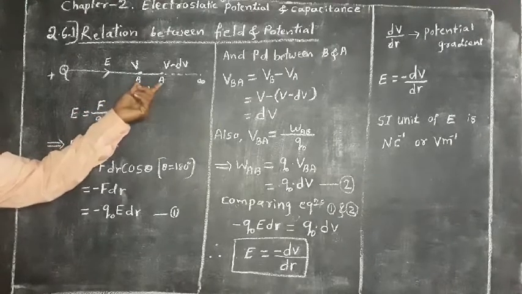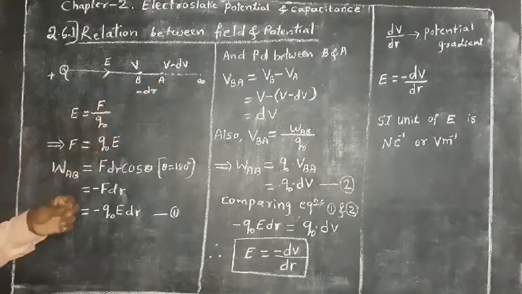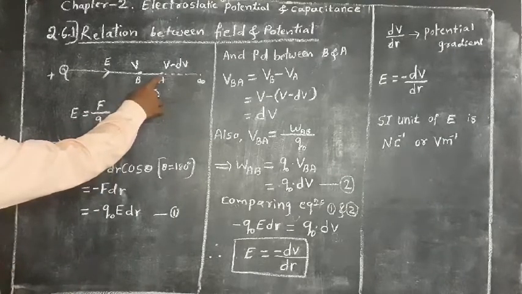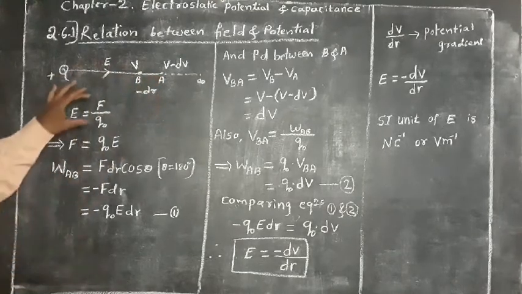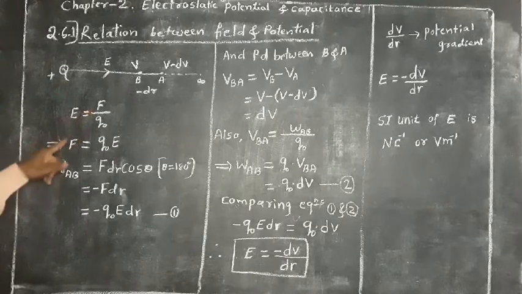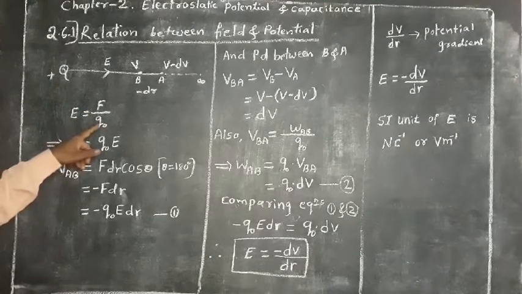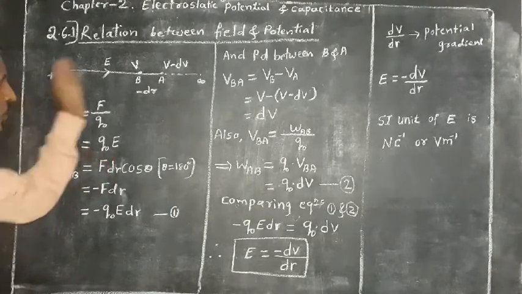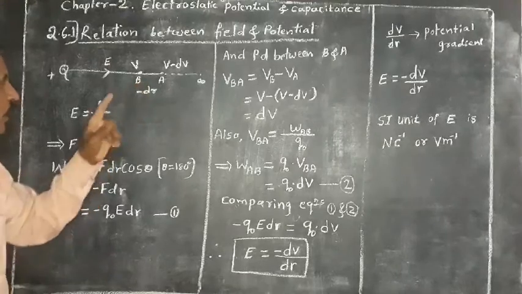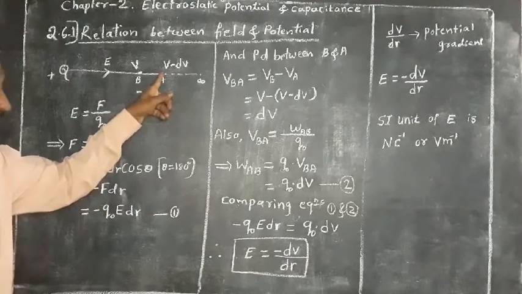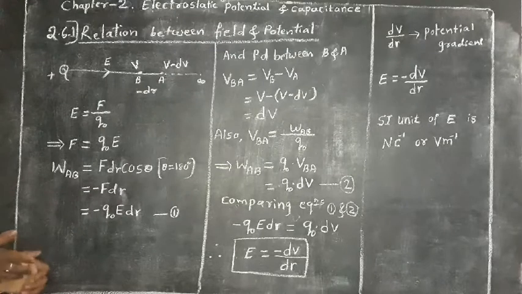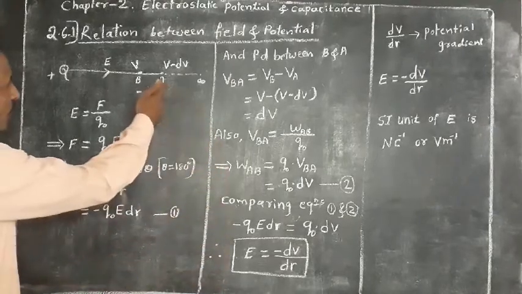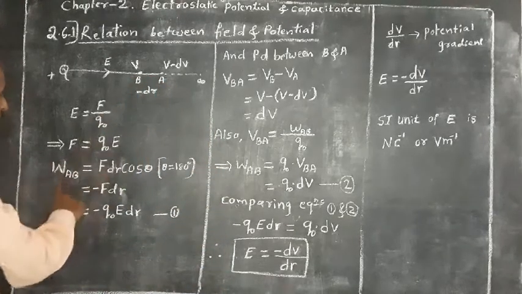The electric field between A and B is the force per unit charge, F upon Q naught. This implies F equal to Q naught into E. This is the electrostatic force, the repulsive force acting on a test charge placed at that point. And the work done to move a charge from A to B is WAB.